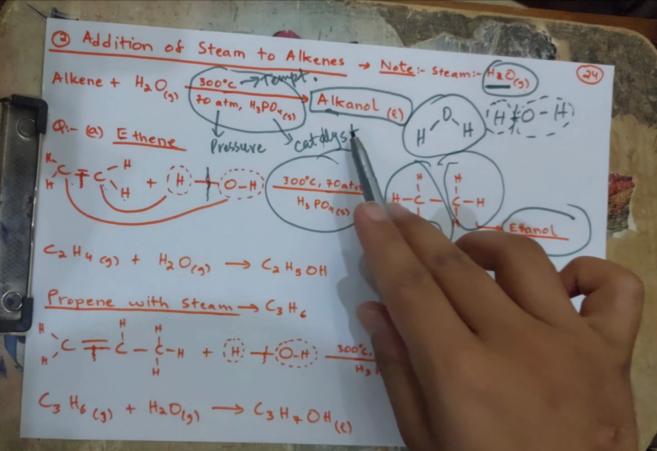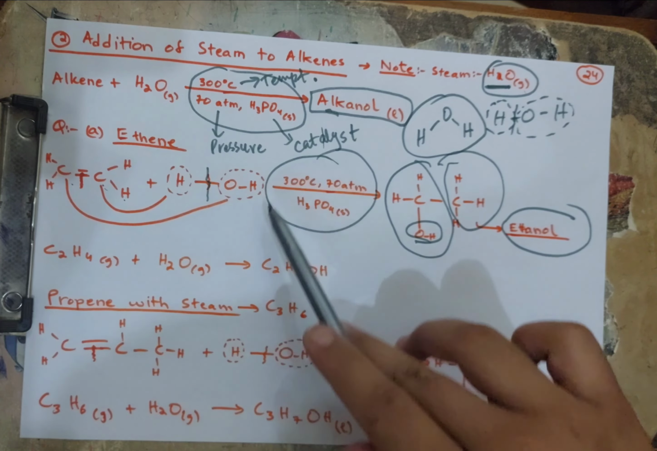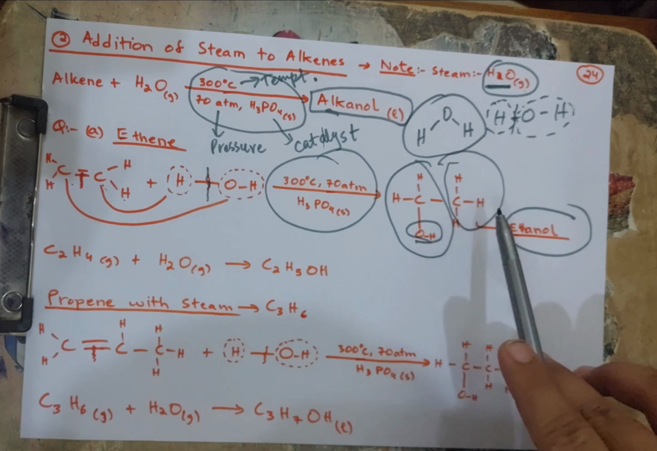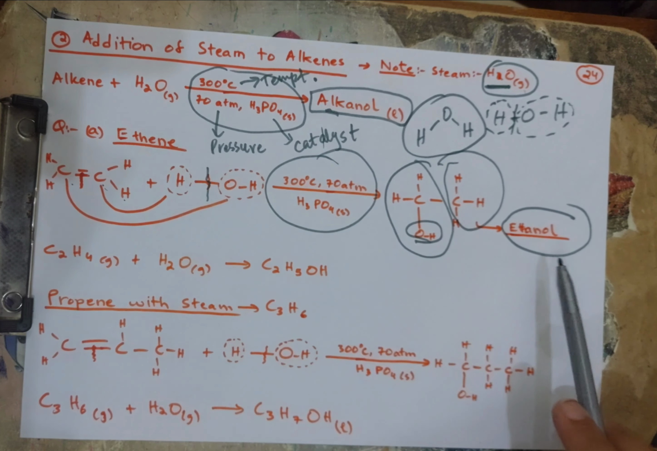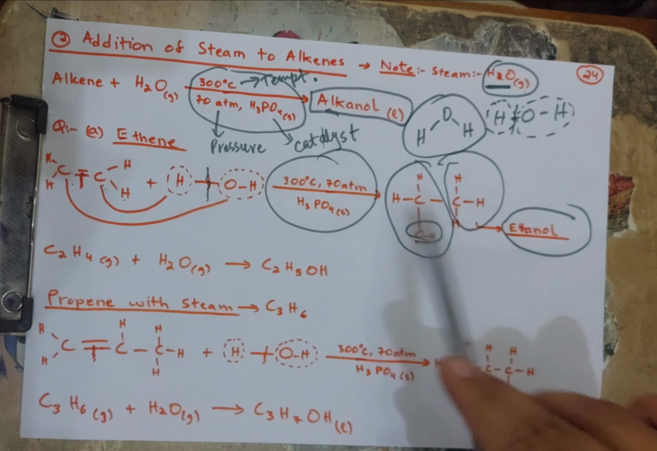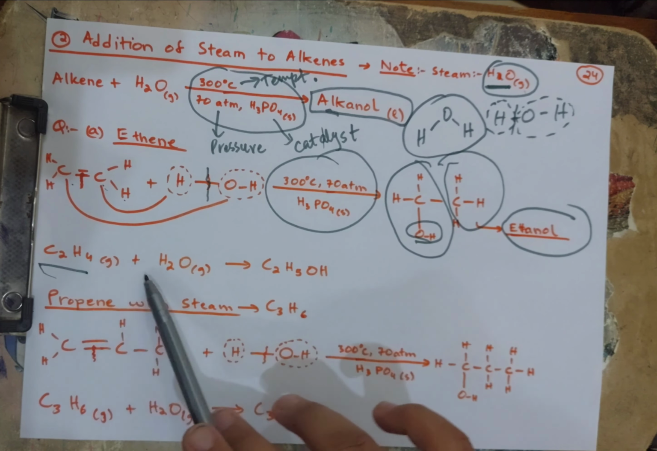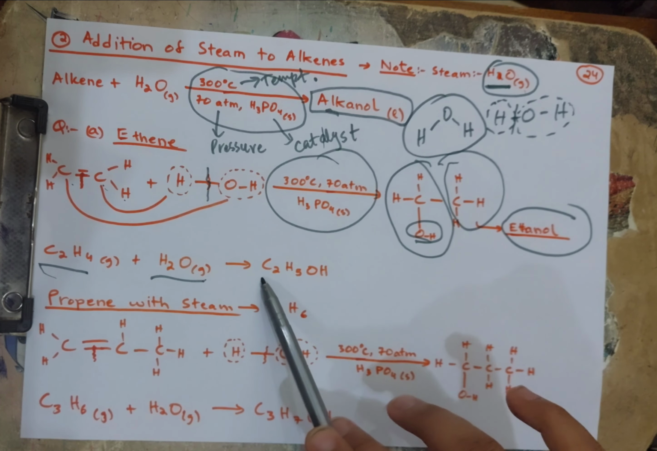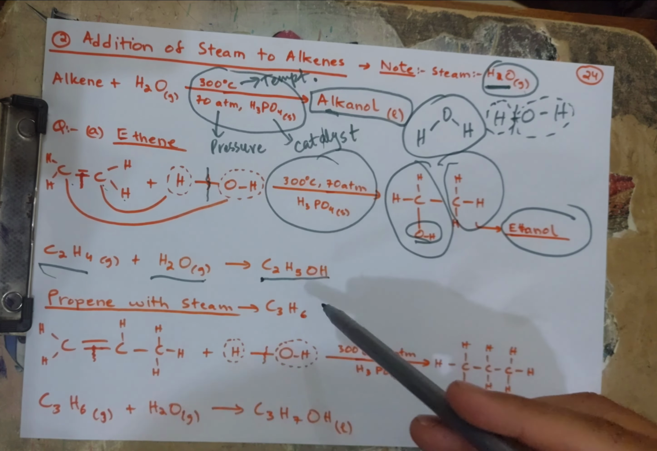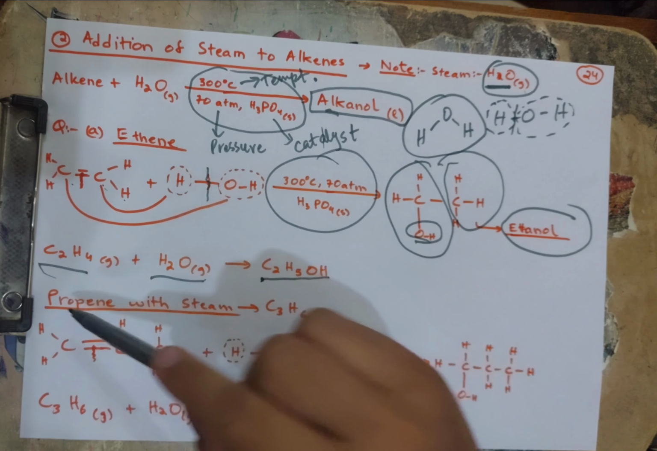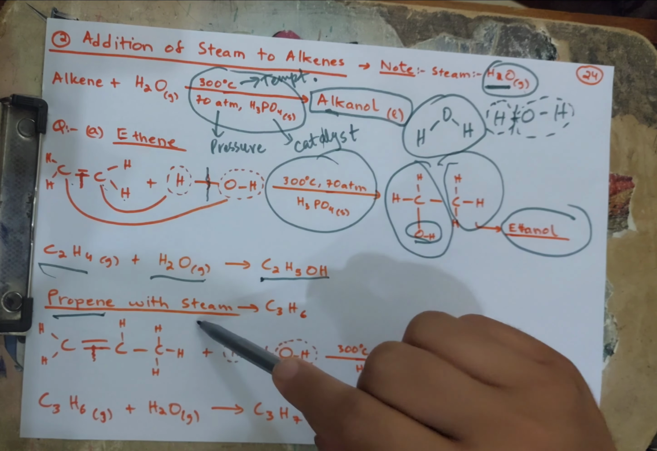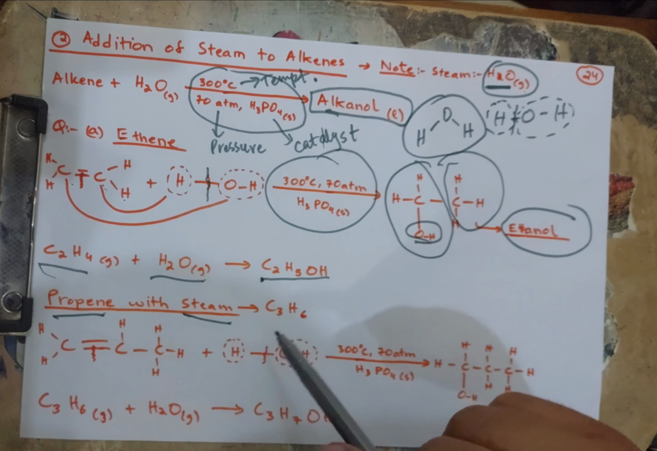So when you react alkene with steam in these conditions, an alkanol is formed. In this case, ethene reacts with steam to form ethanol under these conditions. Now propene with steam. Propene is another alkene and we will react it with steam.